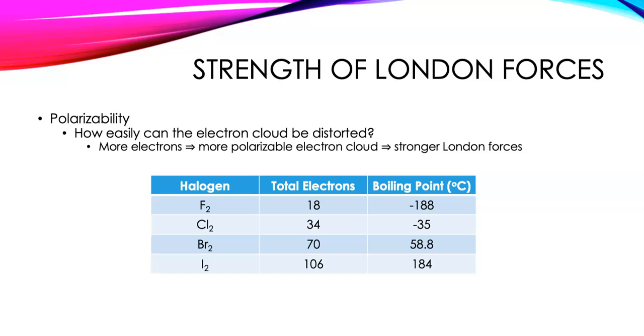A higher boiling point means it takes more energy to separate them into the gas phase, which would mean a stronger attraction. All right, so the College Board really wants you to focus on more electrons being more polarizable, giving you stronger London forces. They do not want you to talk about the mass of the particles. They really want you to talk about the polarizability of the electron cloud. Please remember that. That'll help you score that point.